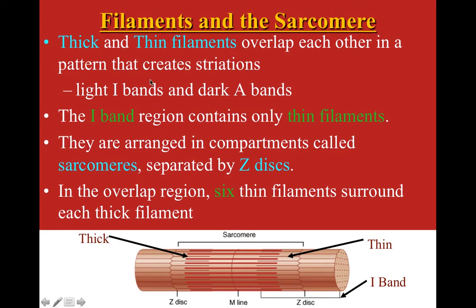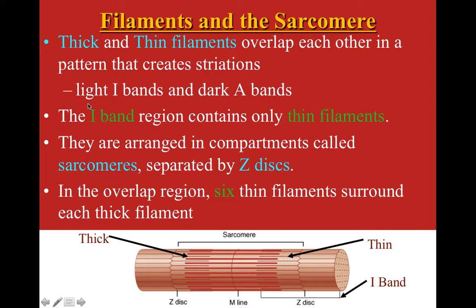All right, now onto the filaments of the sarcomere and how all of the filaments come together. Thick and thin filaments overlap each other in the pattern that creates the striations. So those stripes that we see in skeletal muscle and cardiac muscle are the result of the thick and the thin filaments overlapping each other. The lighter color bands that we see are called I bands, and the darker stripes are the A bands.